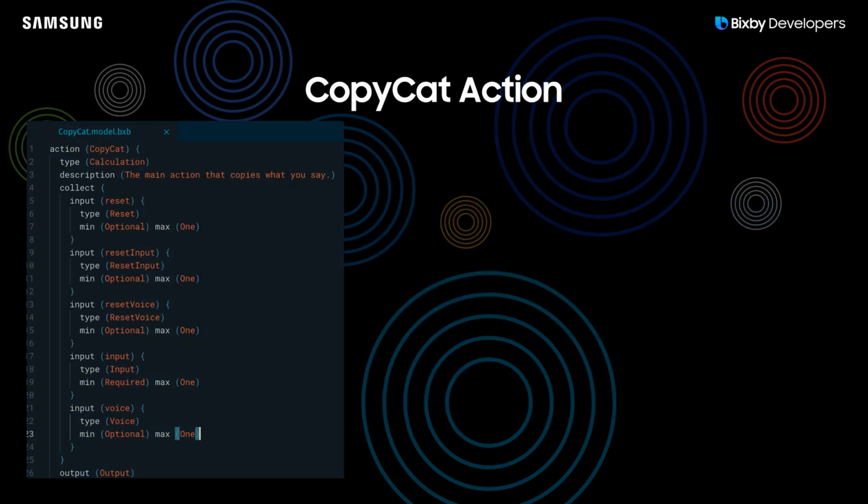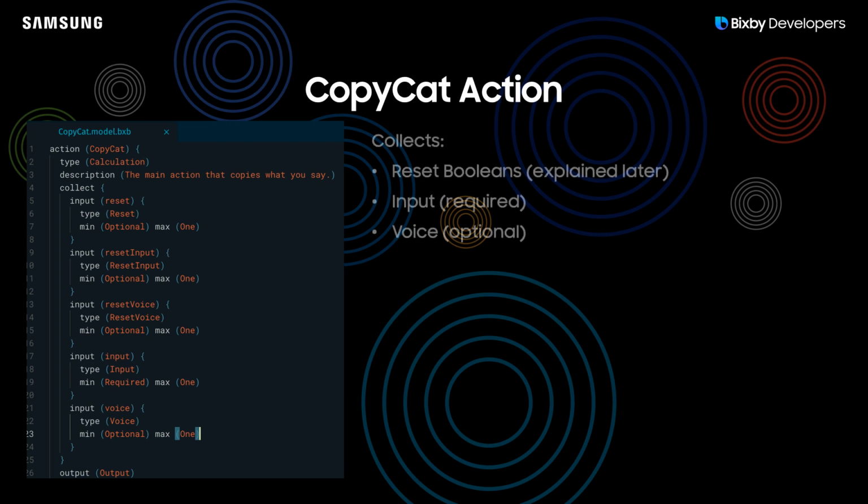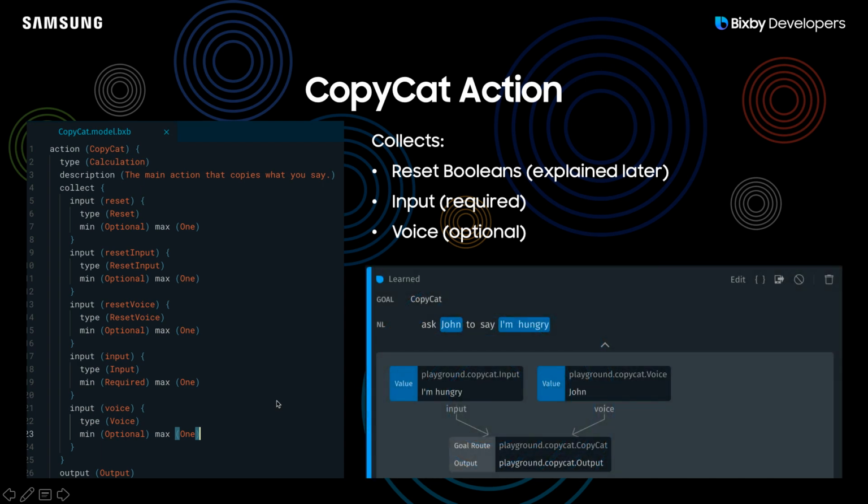First, we need to understand the main action, CopyCat. You can see here that it collects these reset booleans, which I will demonstrate and explain later. And finally, you can see that it collects the input and the voice. So here you can see with this utterance, ask John to say, "I'm hungry." You'll see that John is the voice that gets fed into CopyCat. And you can see "I'm hungry" is what you wanted John to say. So that's the input.